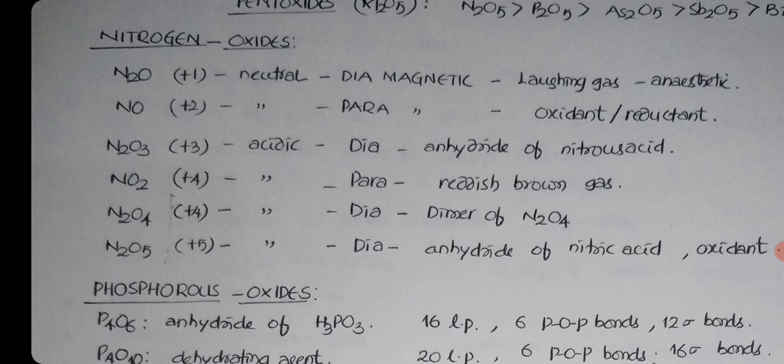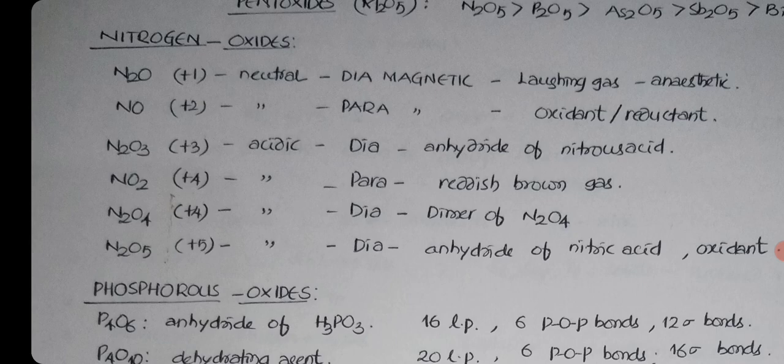N2O is also known as laughing gas. It is used as an anesthetic. It is diamagnetic. NO is paramagnetic. It is an oxidizing agent and a reducing agent; it can function as both. It is generally formed because of thunder and lightning in the atmosphere.